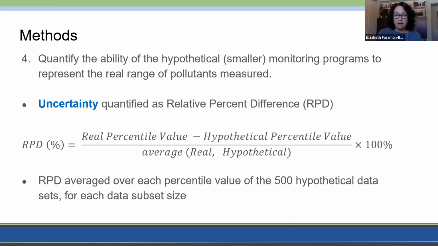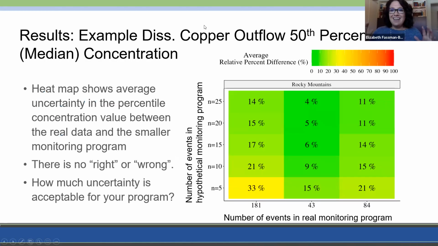Remember, we have 500 hypothetical monitoring programs for each monitoring program size. So we've averaged those values over the 500 hypothetical data points at each data subset size, right? So lots of consolidation. It's a lot of numbers that come out, and you do this site by site and for inflow and for outflow. So I want to give you an idea of the type of information that we bring out of it and how we start to consolidate the information.